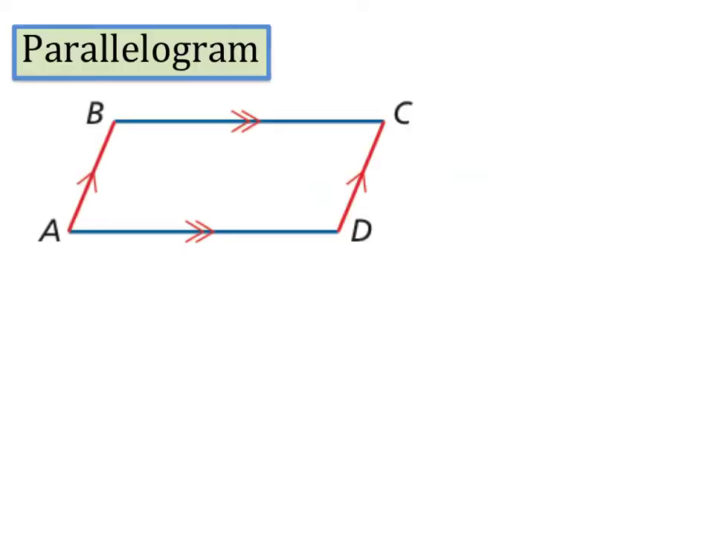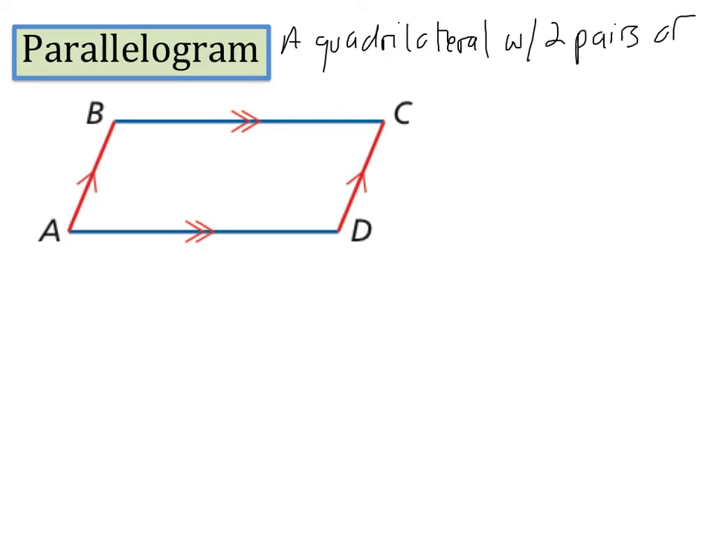Let's begin by defining what a parallelogram is. A parallelogram is a quadrilateral with two pairs of parallel sides. So a parallelogram is a quadrilateral with two pairs of parallel sides.